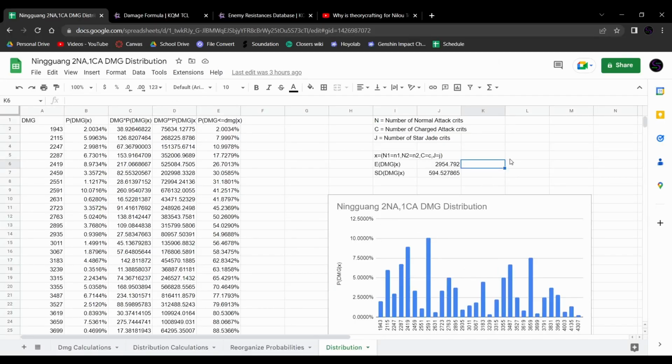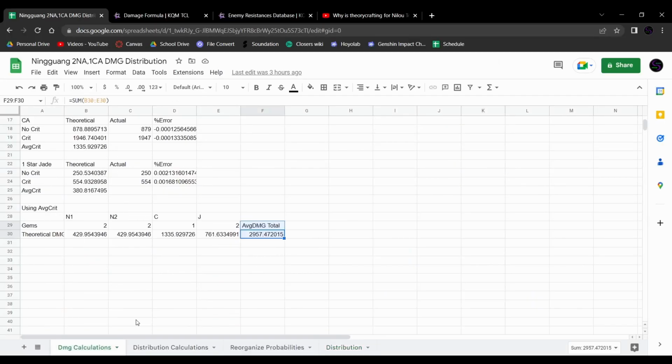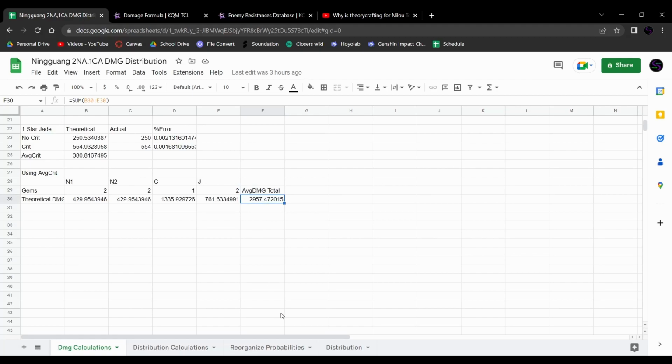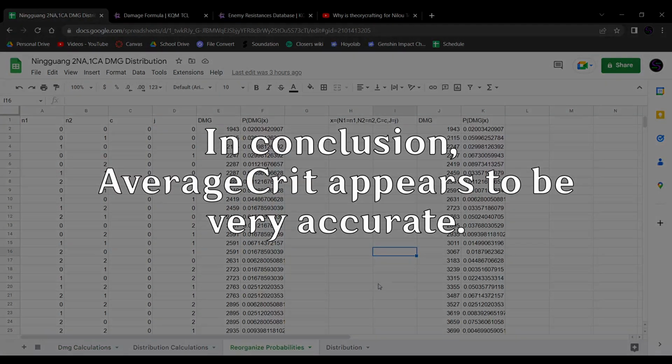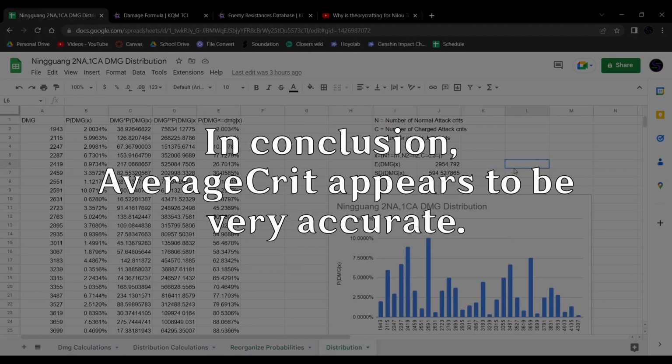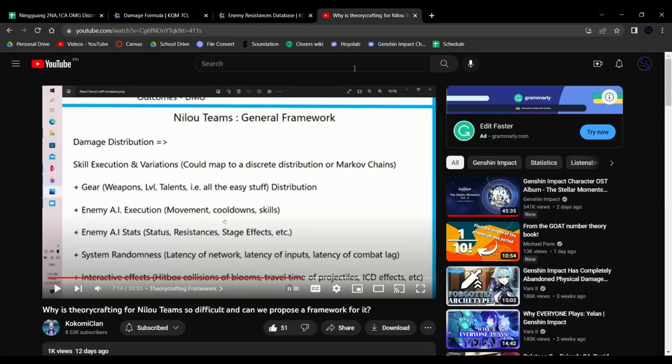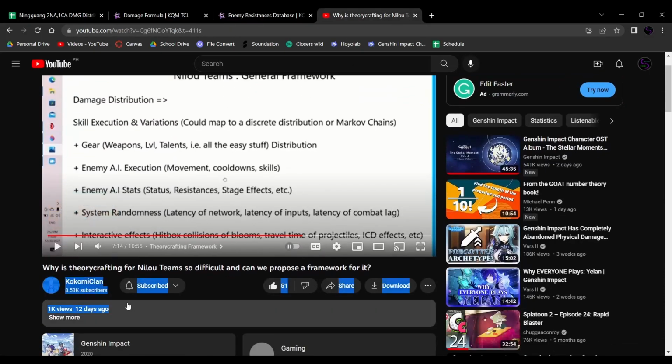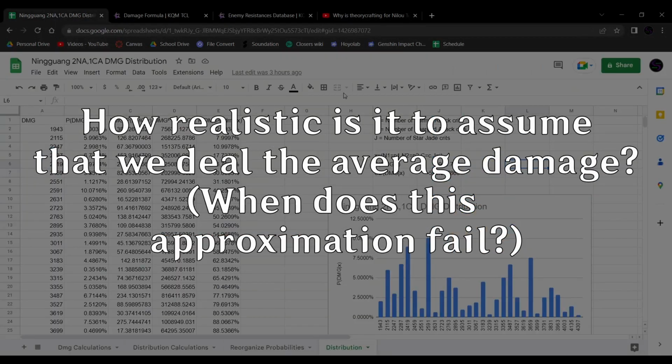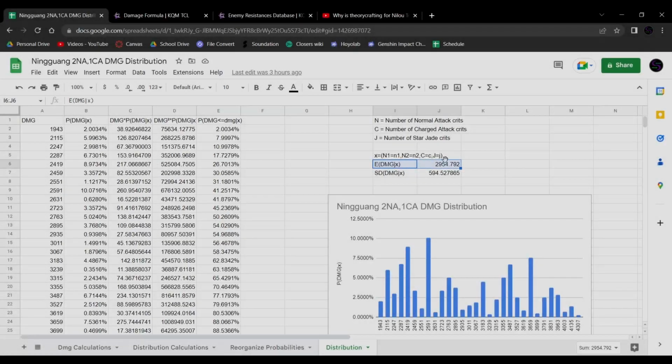Here's the conclusion I can make, though. I can conclude that average damage using average crit is pretty accurate. It's very, very accurate, actually, and surprisingly so. The second question I want to bring up, which Kokomi Clan brings up, is how realistic is it? How realistic is it to assume that I would even do this damage?